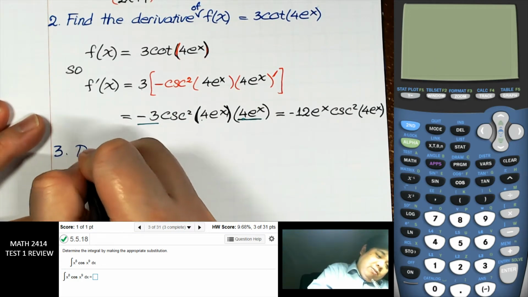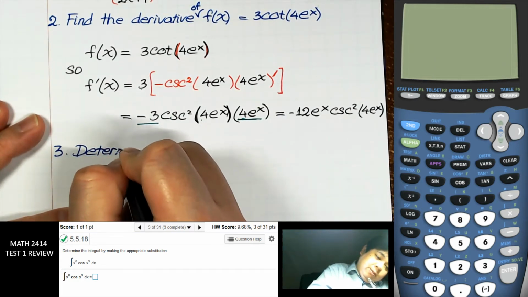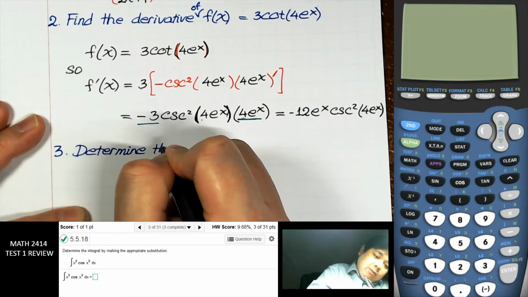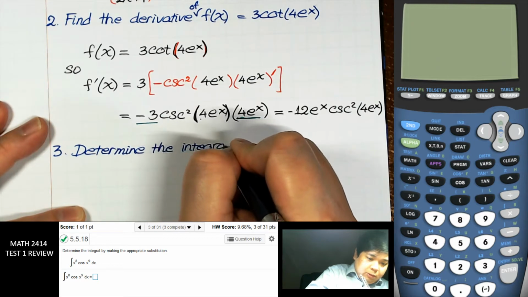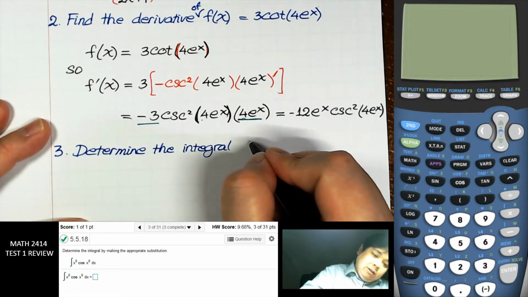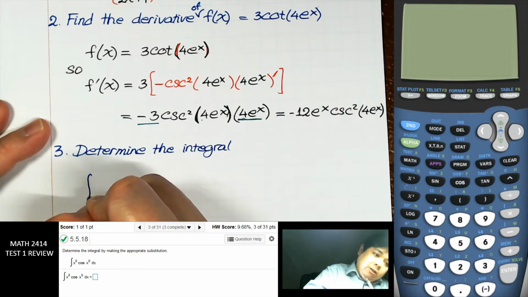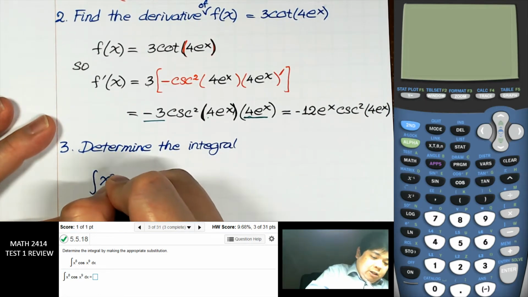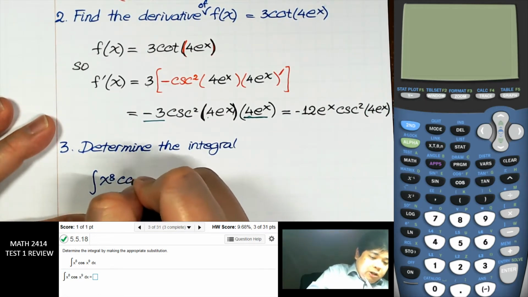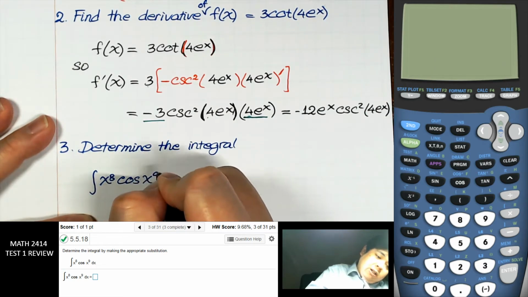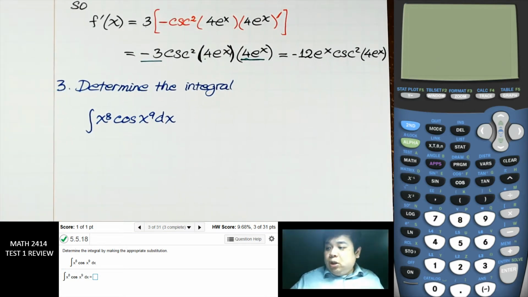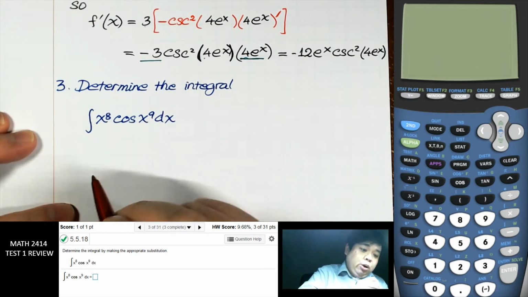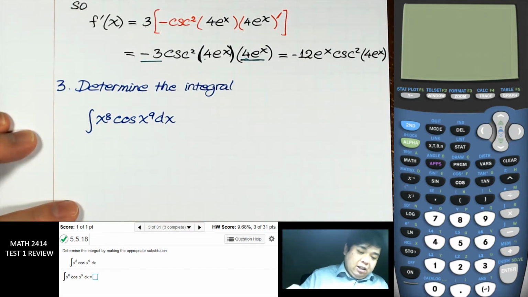Determine the integral of x to the 8 cosine x to the 9 dx. Right, so to do substitution, we need two things. The first is u, and the second one is dx.